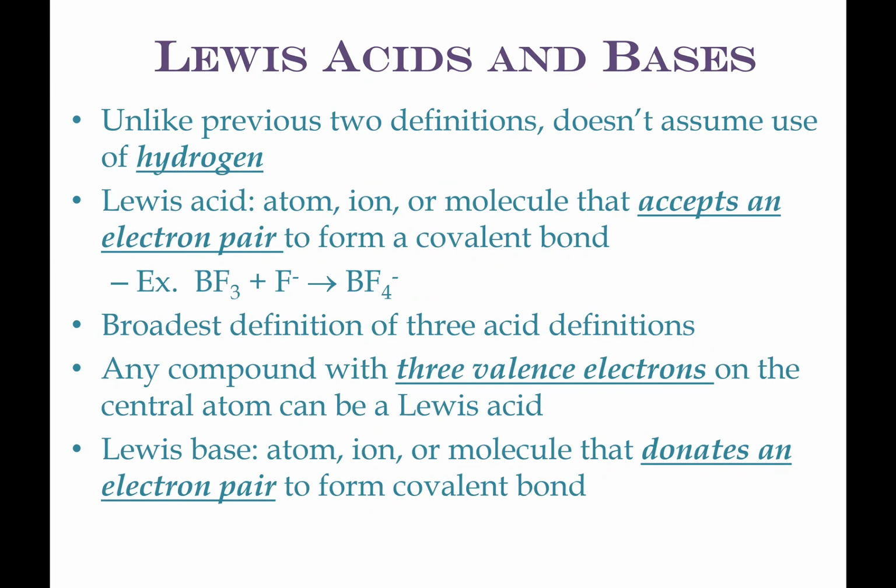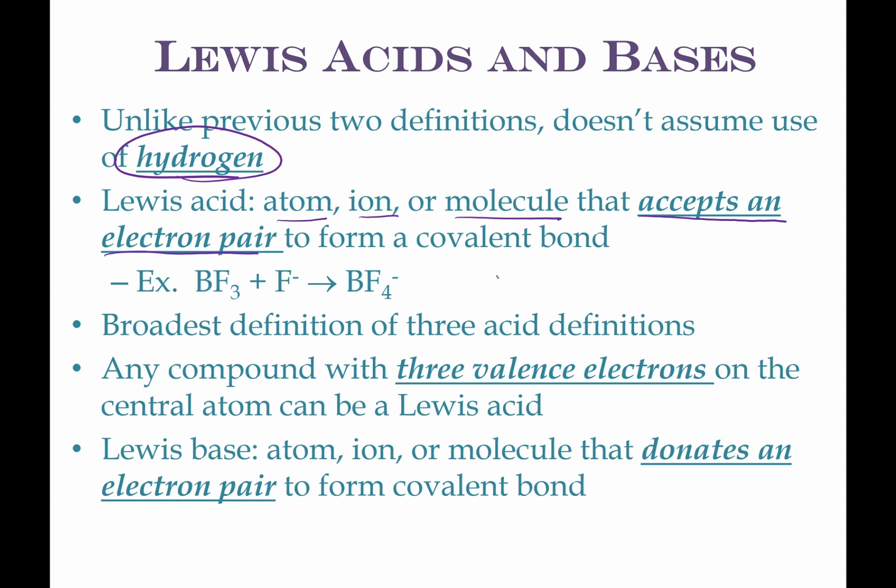So Lewis acids and bases is a completely different type of explanation. This one is the only one that does not assume the use of hydrogen. A Lewis acid is an atom, an ion, or a molecule that accepts an electron pair. Now technically, if you're using hydrogen, that can also accept an electron pair.